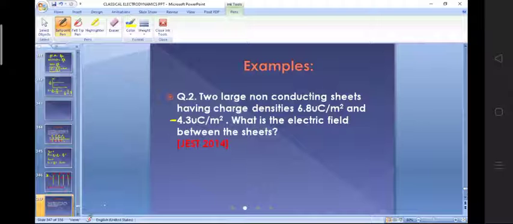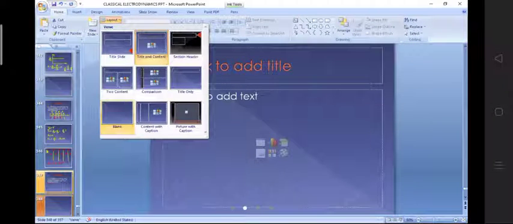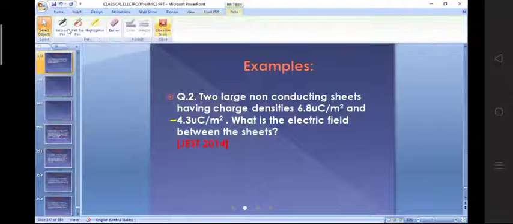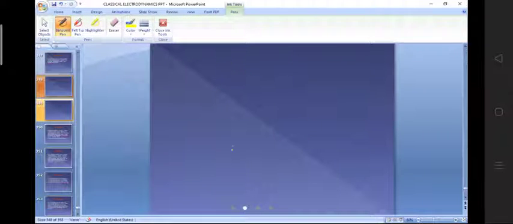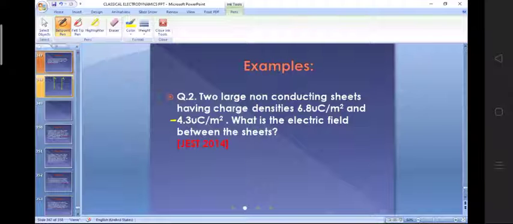Okay. So first of all, let's make a diagram. Diagram is simply like this. Here we have one sheet and here we have another sheet. One is positively charged, this is plus sigma 1, and the other is minus sigma 2 charge density. And then you will have to calculate the electrostatic field in between the sheets.